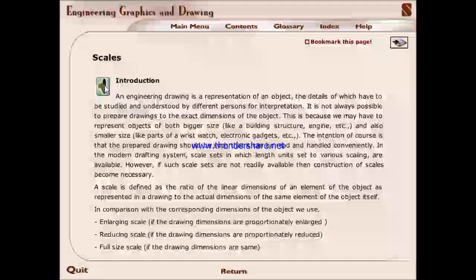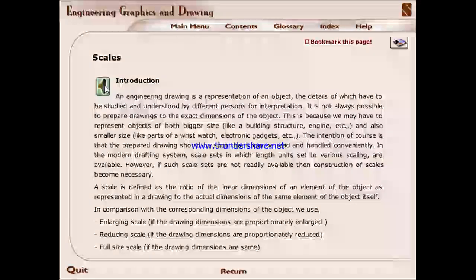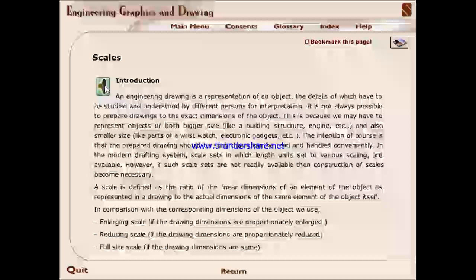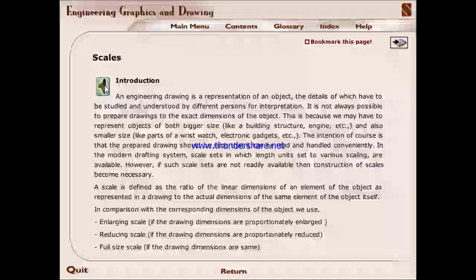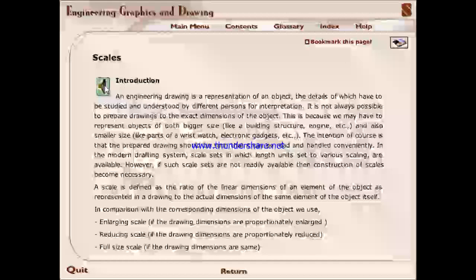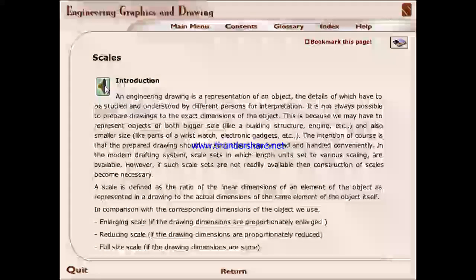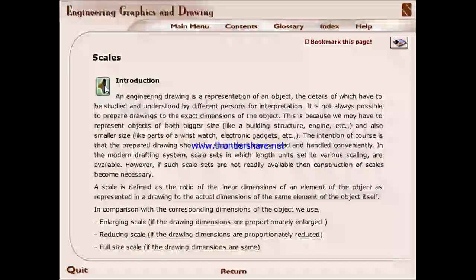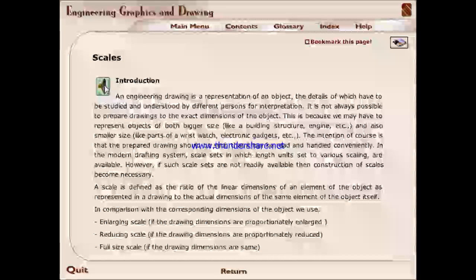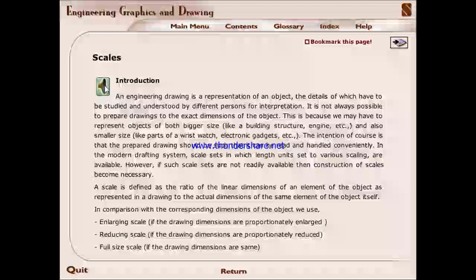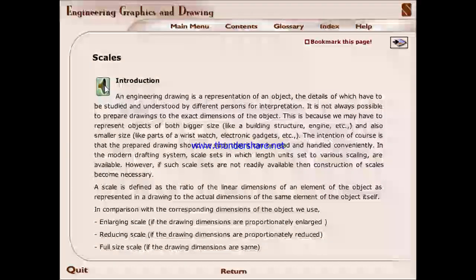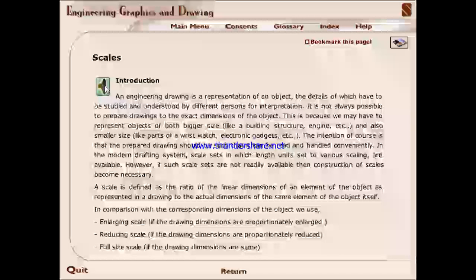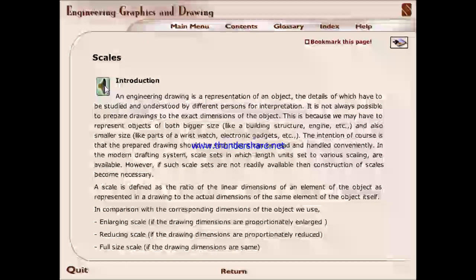Introduction. Engineering drawing is a representation of an object, the details of which have to be studied and understood by different persons for interpretation. It is not always possible to prepare a drawing to the exact dimension of the object. This is because we may have to represent objects of both bigger size, like a building structure, engine, etc., and also smaller size, like parts of a wristwatch, electronic gadgets, etc. The intention, of course, is that the prepared drawing should be such that it can be read and handled conveniently.